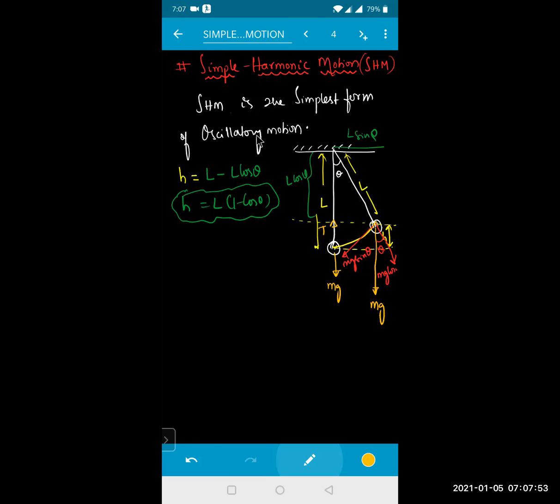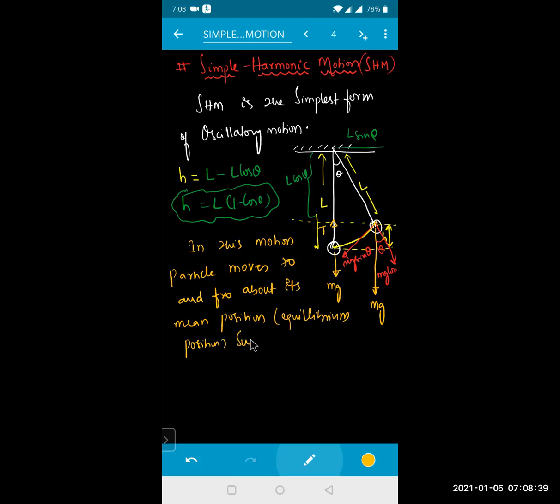Okay, so SHM is the simplest form of oscillatory motion. In this motion, the particle moves to and fro about its mean position, or we can say its equilibrium position.